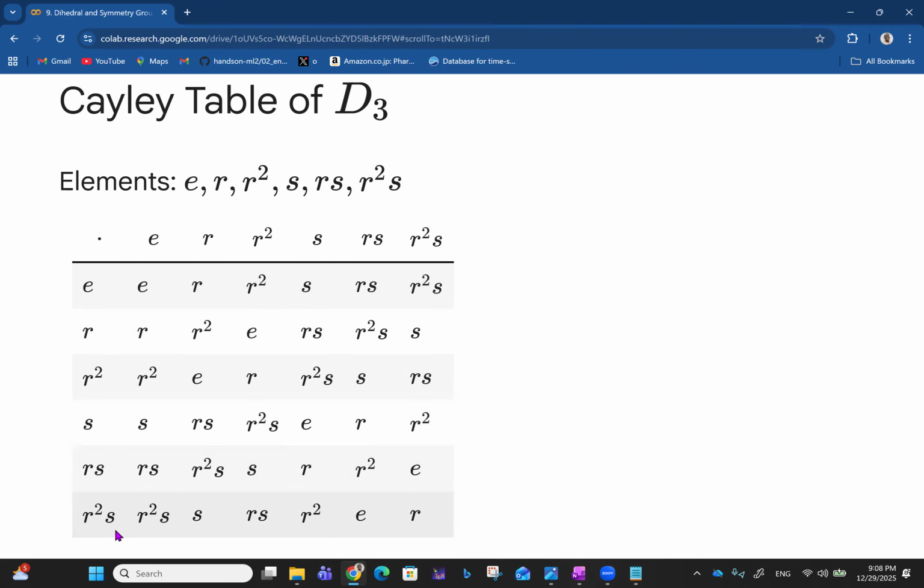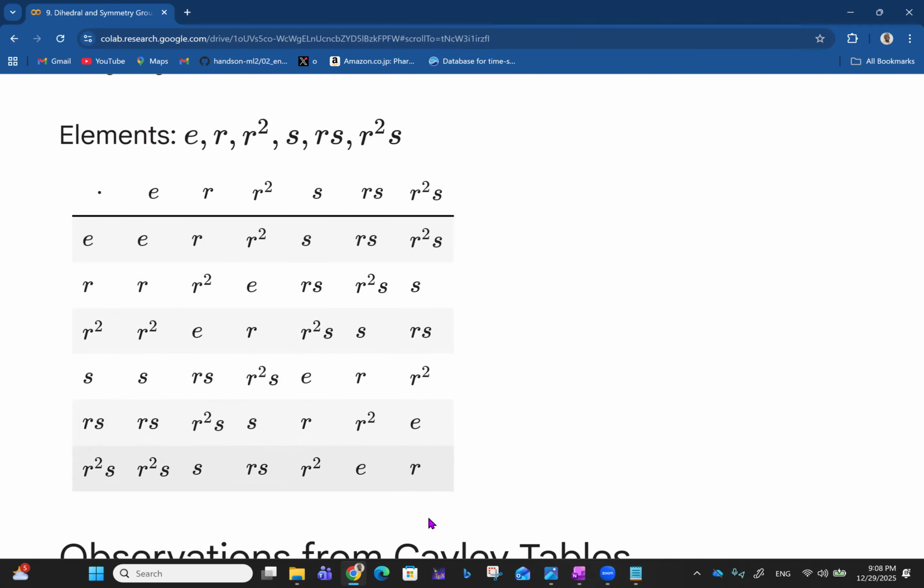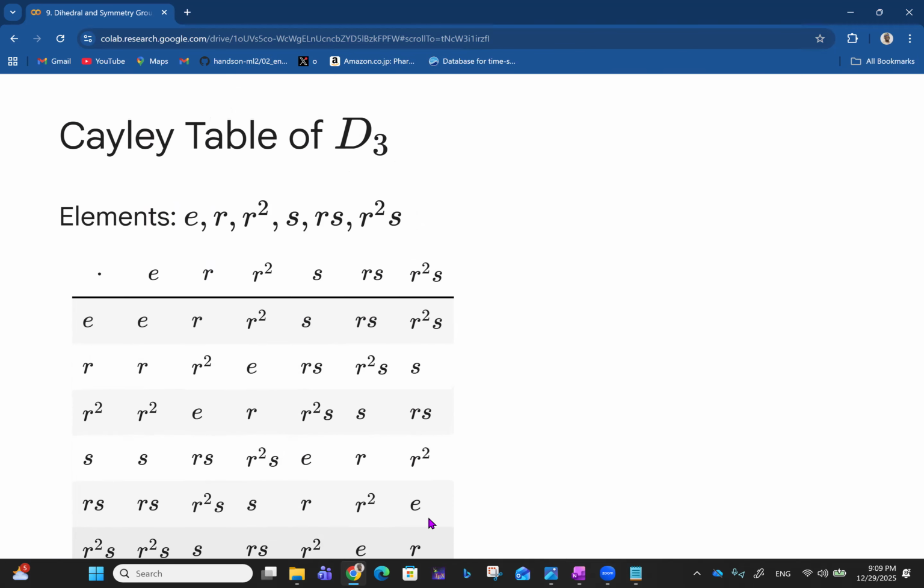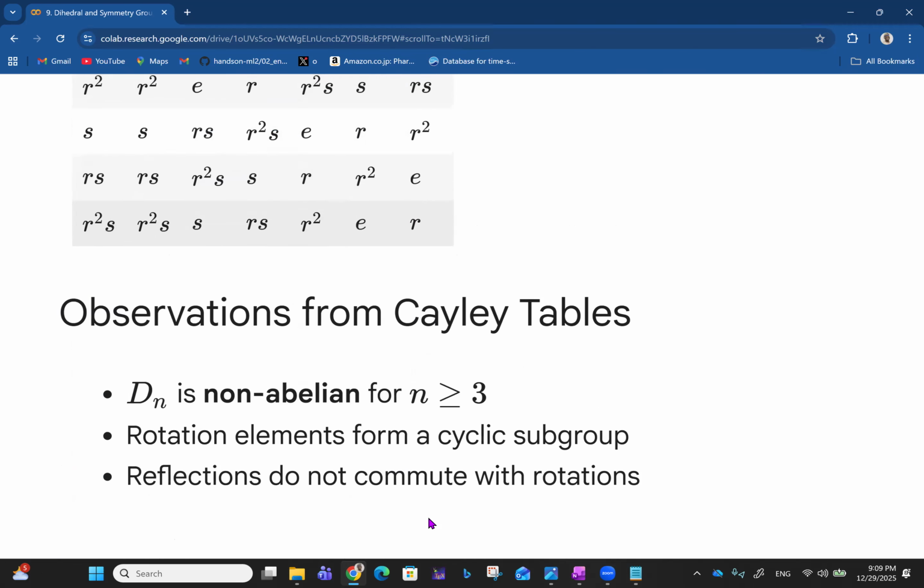R squared RS, R squared S, R squared, that's R^4 S squared. Of course, S squared is already E, gone. Then R^4 is R cubed R cubed is E. So we have E multiplied by R, and that is R left. Okay, that's the Cayley table for an equilateral triangle D3.